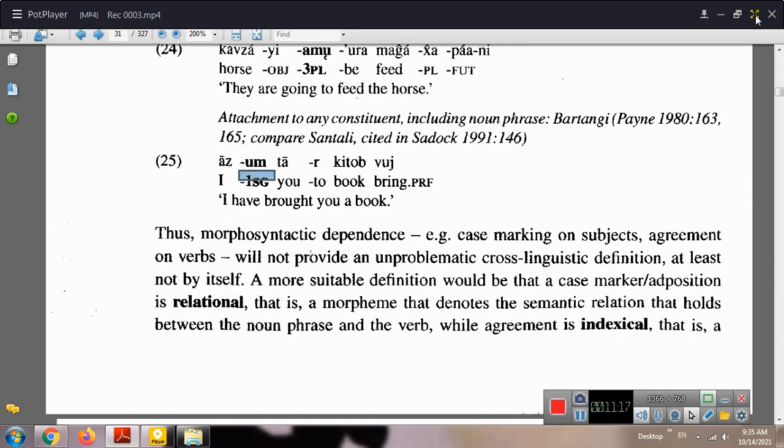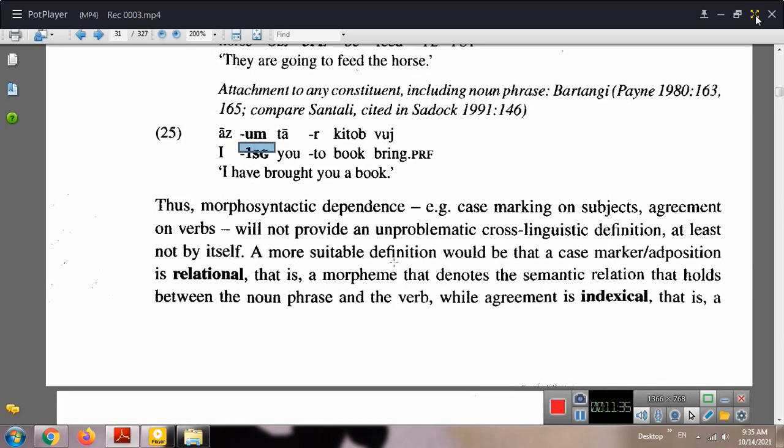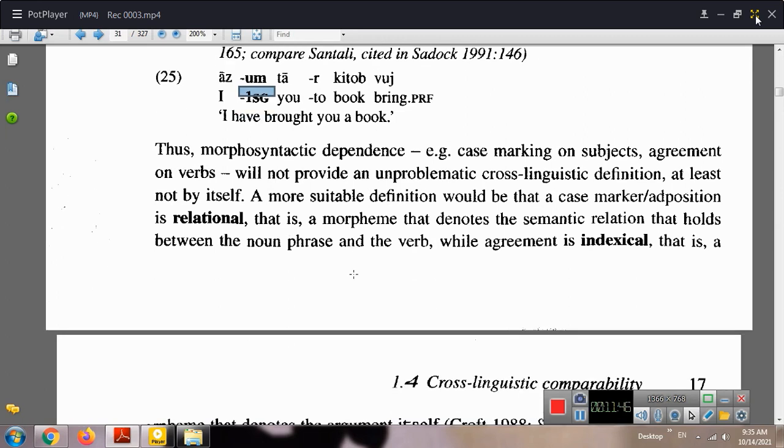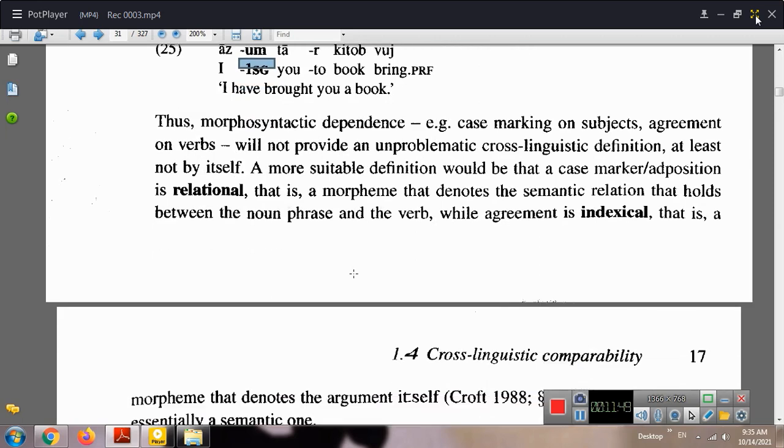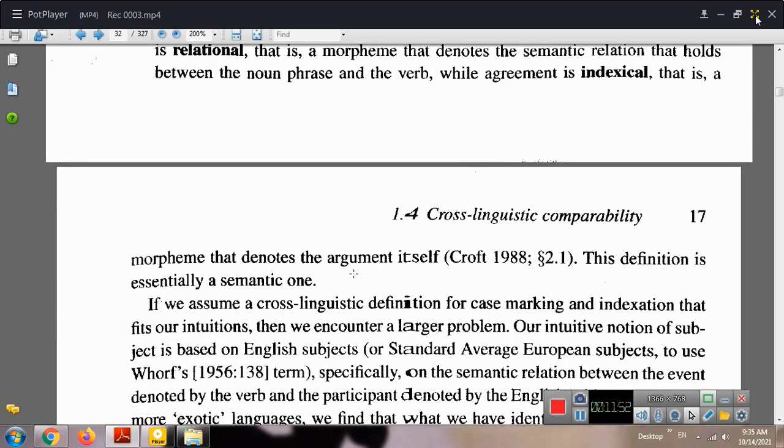Thus, morphosyntactic dependence like case marking on subjects and agreement on verbs will not provide an unproblematic cross-linguistic definition, at least not by itself. A more suitable definition would be that a case marker or adposition is relational, that is, a morpheme that denotes a semantic relation that holds between the noun phrase and the verb, while agreement is indexical, that is, a morpheme that denotes the argument itself. This definition is essentially a semantic one.